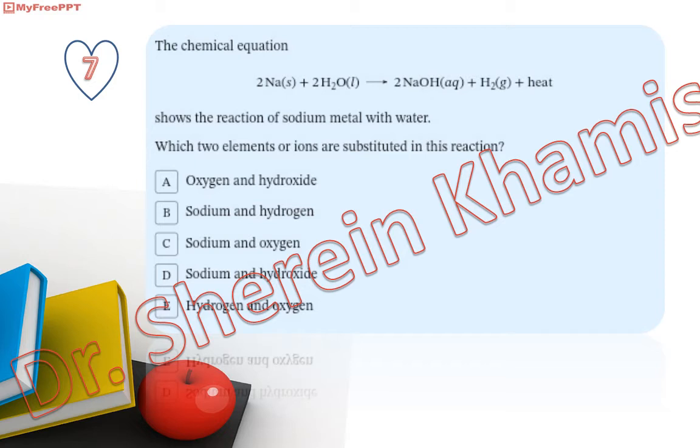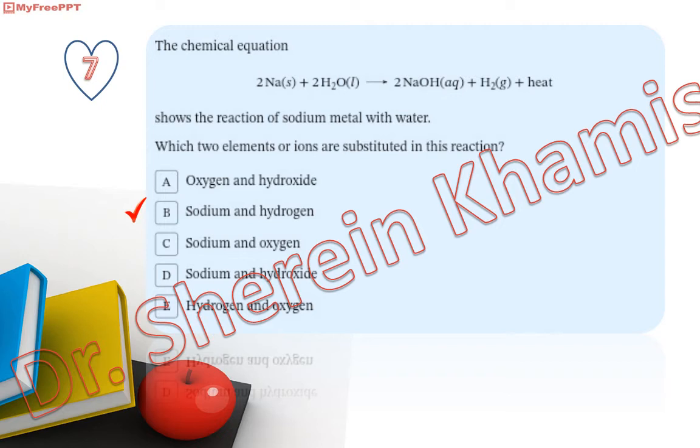We said that we have a substitution, which means one takes the place of or substitutes the other. So we have sodium replacing what? We remove the hydrogen ion, H plus, the positive hydrogen ion. So it will have sodium and hydrogen. We have letter B, sodium and hydrogen.